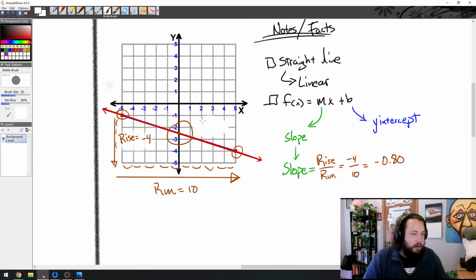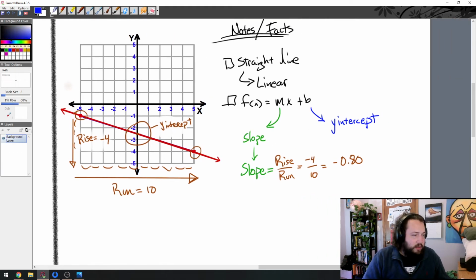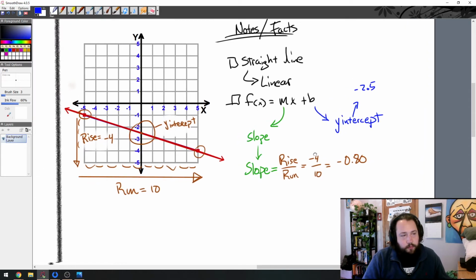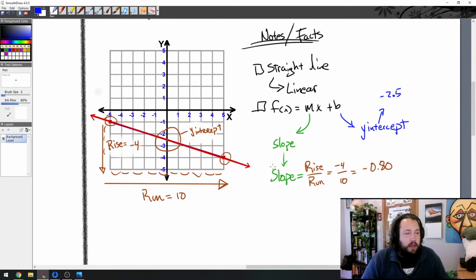Okay. This is my y-intercept right here. And so we know that the y-intercept is going to be this value, which is negative 2.5. So we could say that is negative 2.5. Then we're just pretty much ready to go.